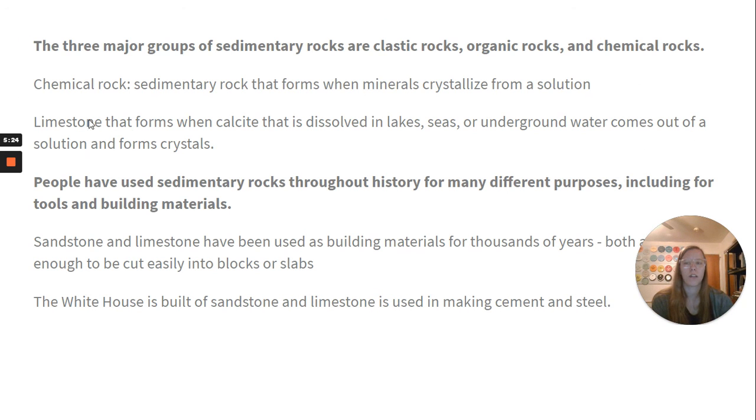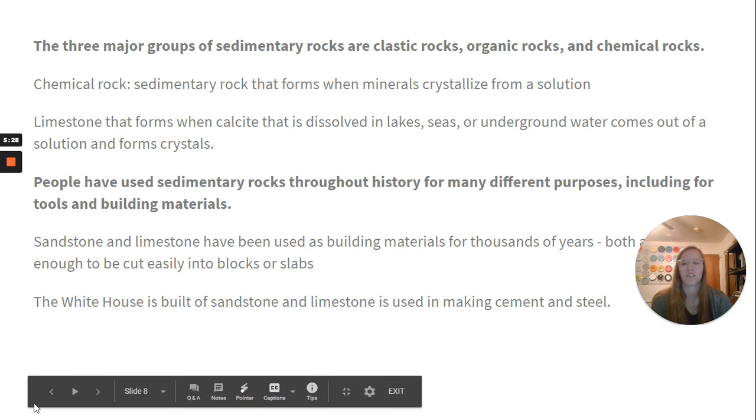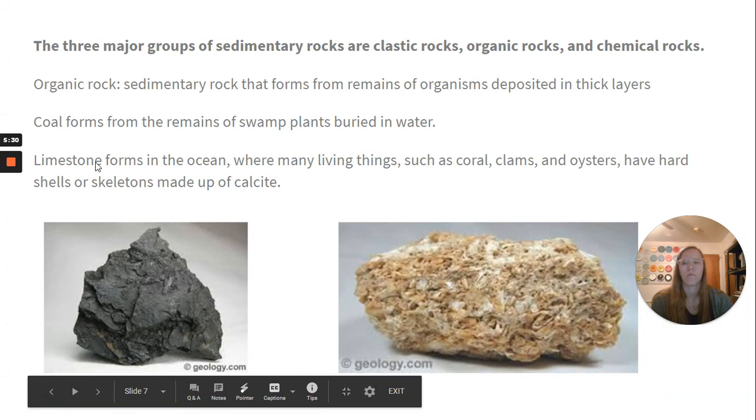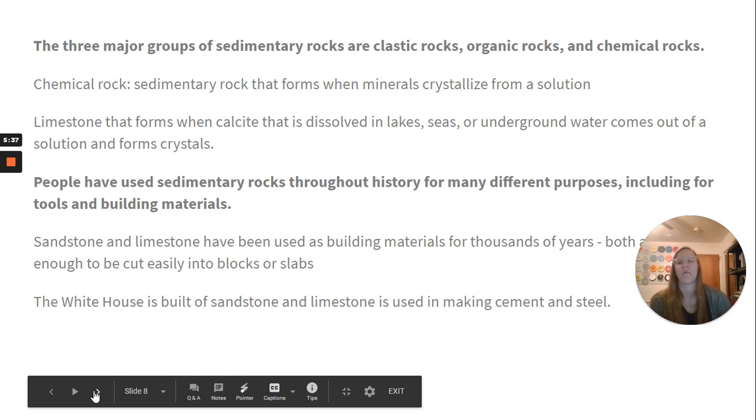So if I put limestone on, it's probably for chemical rock and not for organic. So that's two of them right there. I'll put coal for organic, limestone for chemical.